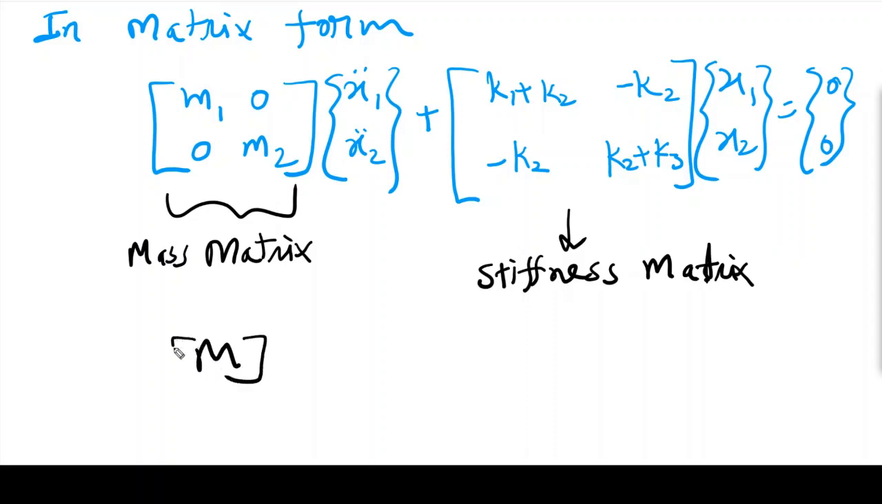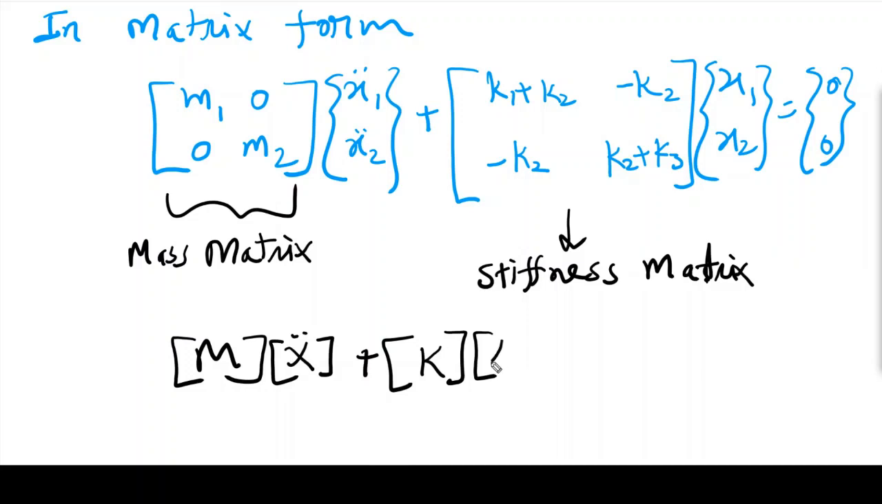In short, we can write M x double dot plus K x equals 0. This matrix form is nothing but a system of linear equations. So if you open these matrices, you will again get the same equations of motion. The first line will give you the equation of motion for mass m1, and the second line will give you the equation of motion for mass m2. These are nothing but a system of linear equations.